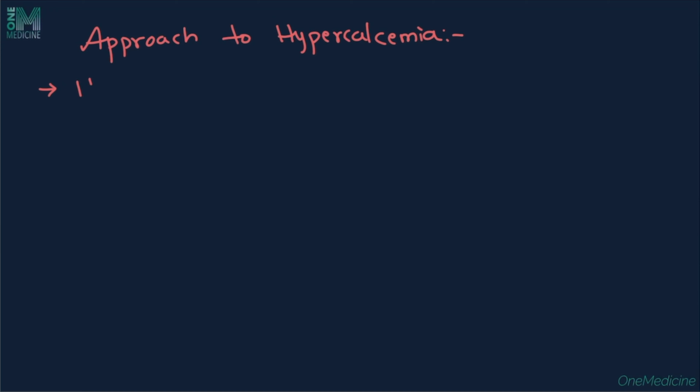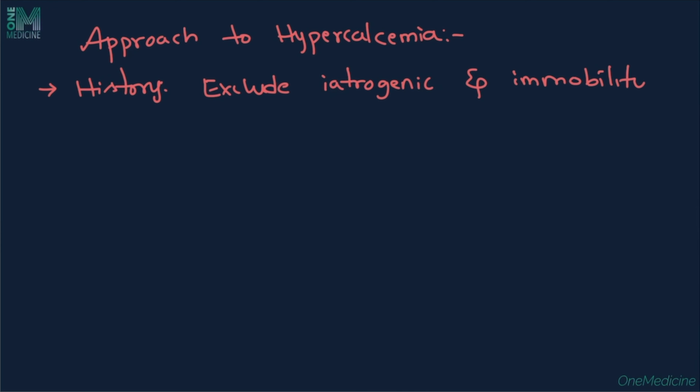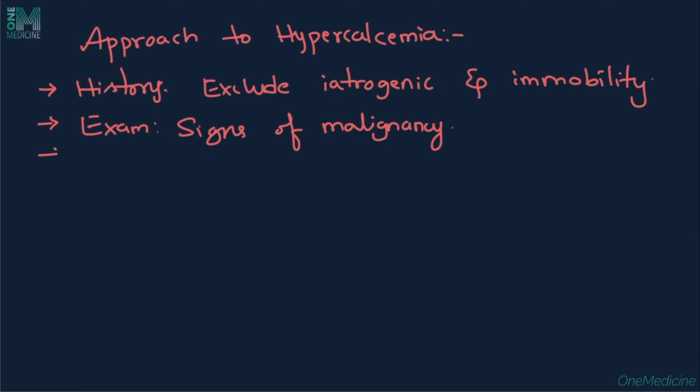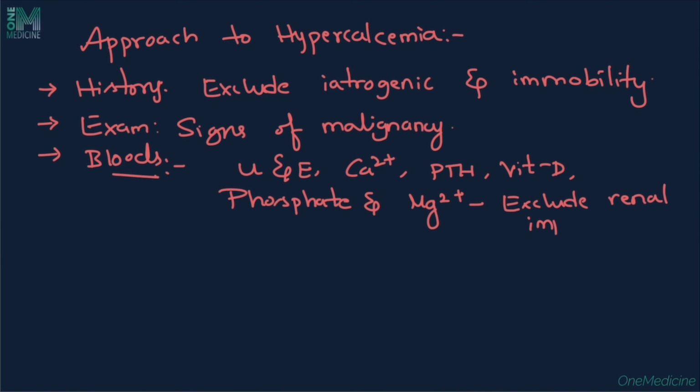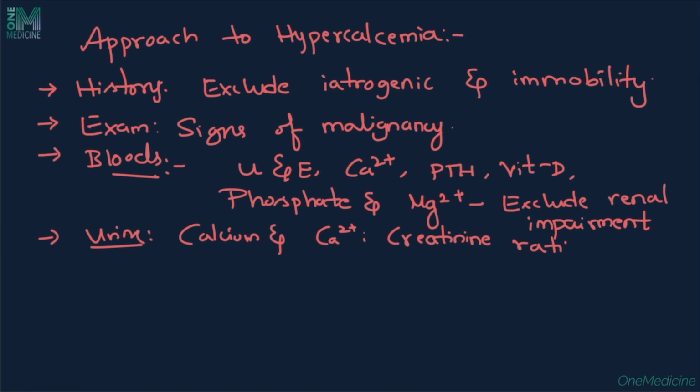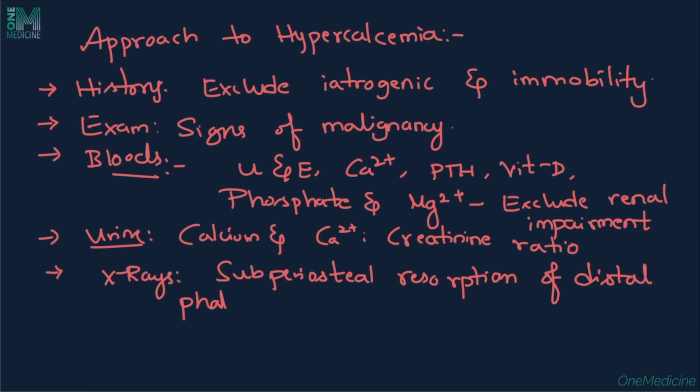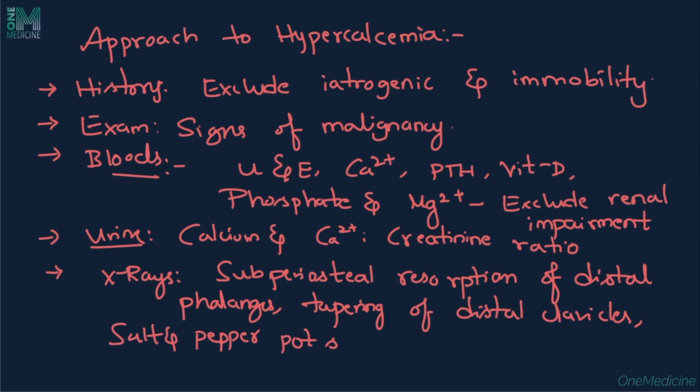Approach includes history to exclude iatrogenic causes and immobility, examination to look for signs of malignancy, and blood tests such as urea and electrolytes, calcium, parathyroid hormone, vitamin D levels, phosphate, and magnesium to exclude renal impairment. Urine tests for calcium and calcium creatinine ratio to exclude familial hypocalciuric hypercalcemia. X-rays to look for characteristic subperiosteal resorption of distal phalanges, tapering of distal clavicle, salt and pepper pot skull lucencies, and brown tumors of long bones.